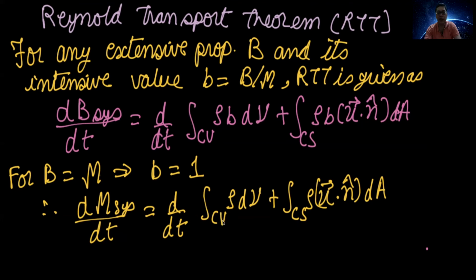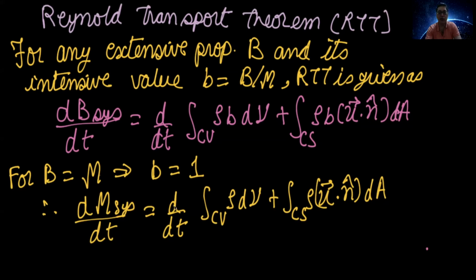Now, this expression is the same expression that we have derived earlier, where this term is a volume integral of rho dV, which is equal to the mass of the control volume. So this is the time derivative of the mass of the control volume. This is the surface integral of rho u vector dot n, which gives you the normal velocity, times dA. So this expression is the same as what we have derived.